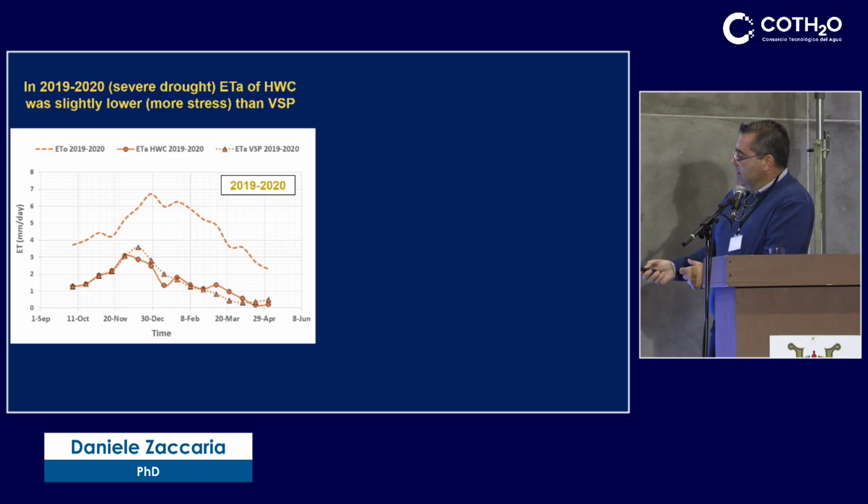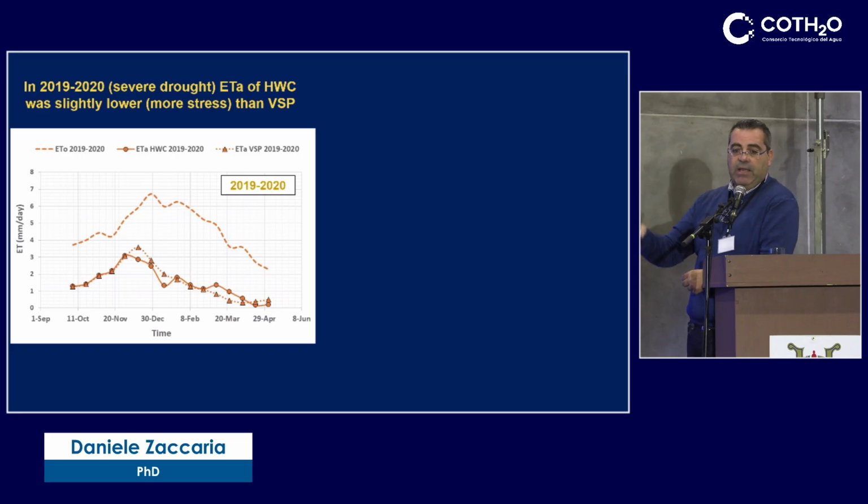Let me see. Okay, here's the first results. Again, 2020 was a severe drought. And so you got here the reference ET of that year, which is the grass evapotranspiration. And here we have the VSP versus a high wire cordon. So the circle symbol is a high wire cordon.